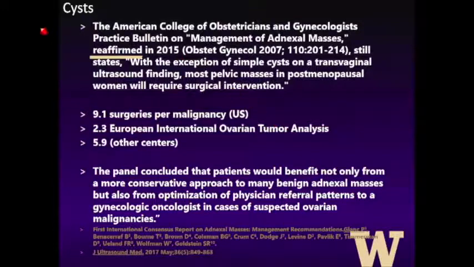So I'm going to just talk about cysts for a second because cysts are a bit of a dilemma. And so I quote to you, this is the American College of Obstetricians and Gynecologists practice bulletin on the management of adnexal masses, and this is really in postmenopausal women. It's in 2015, and it says, with the exception of simple cysts on transvaginal ultrasound, most pelvic masses in postmenopausal women will require surgical intervention. Okay, so does this mean it doesn't matter what we say?